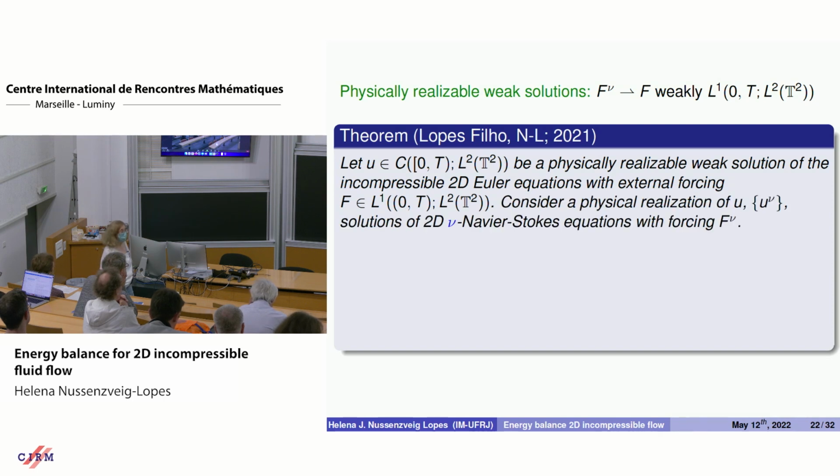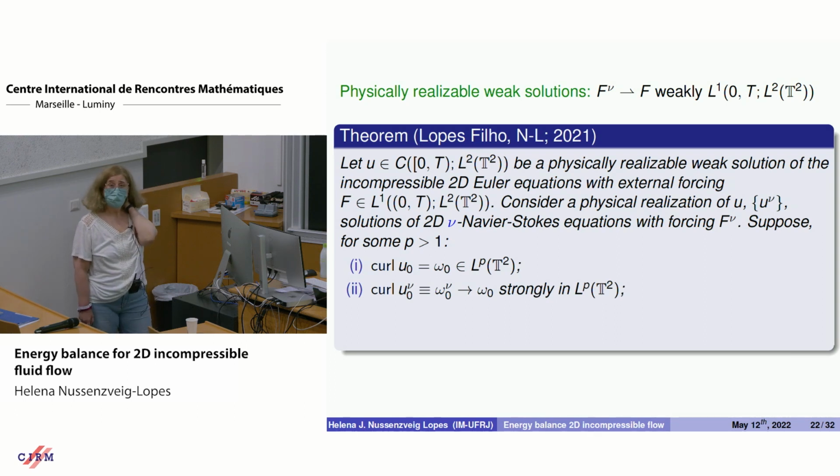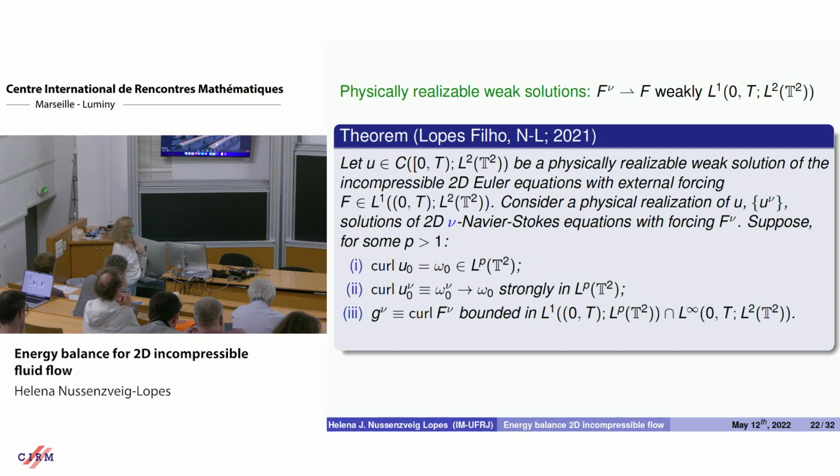If I have a physically realizable weak solution, I have to assume the following extra hypotheses. The vorticity is again in L^p for p larger than 1, and the vorticities need to converge strongly in L^p. And the curl of the forcing has to be bounded in L1 in time, L^p in space, and L infinity in time, L2 in space. Then you have energy balance. These are pretty strong assumptions on the forcing, so this is still unsatisfactory, sort of a first result.